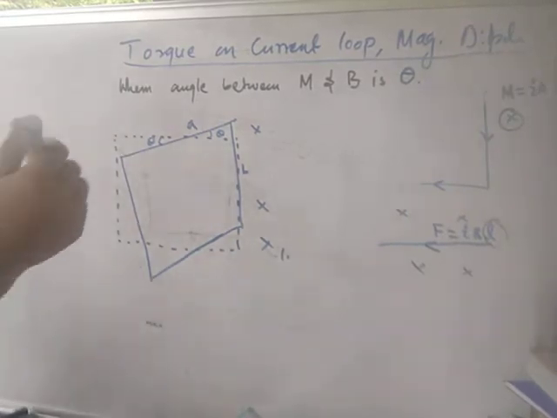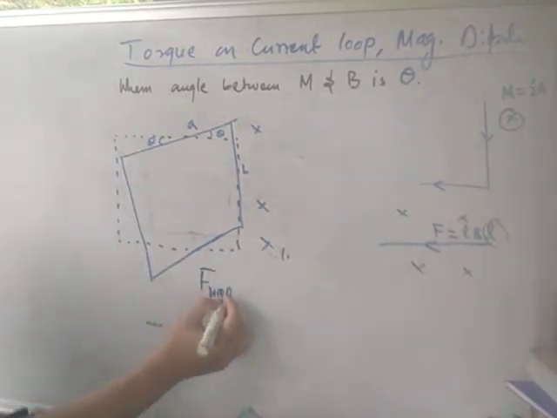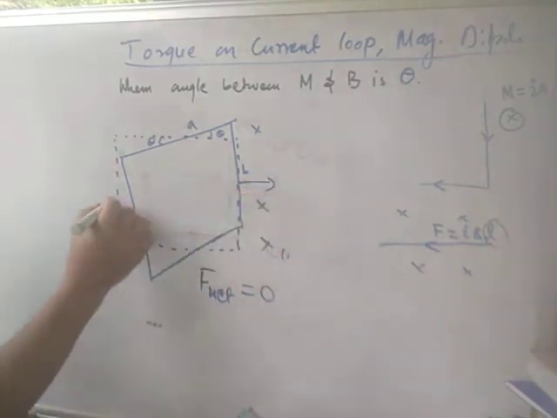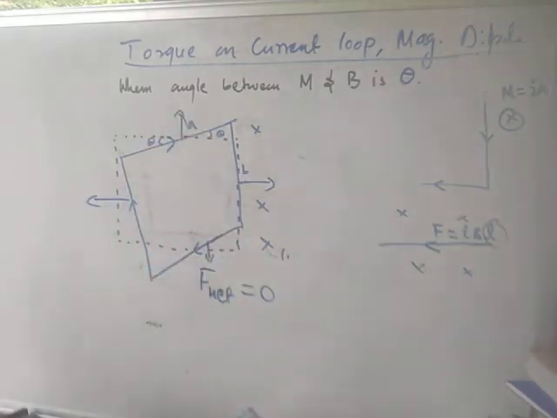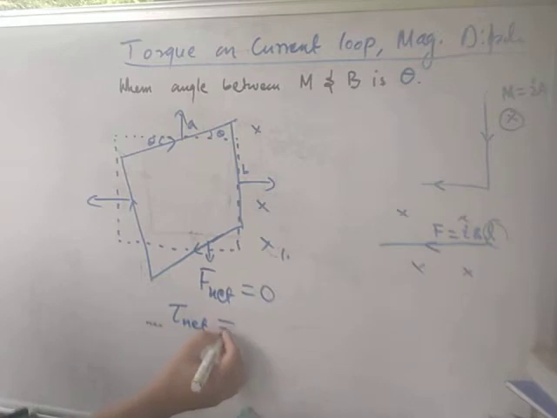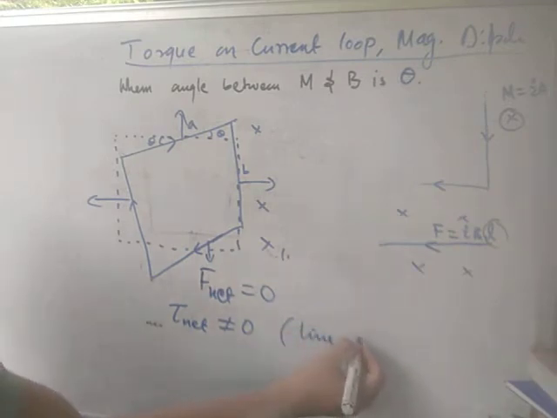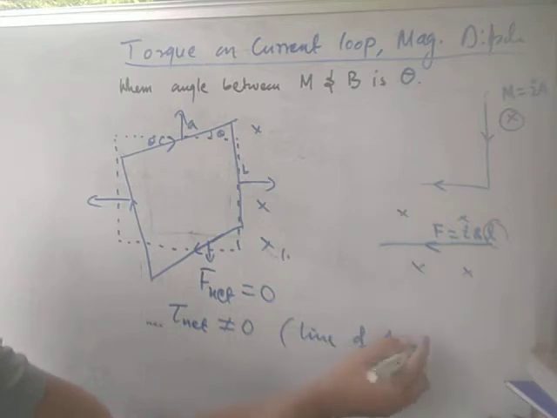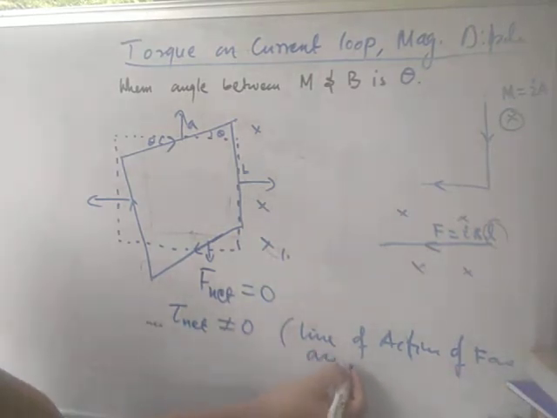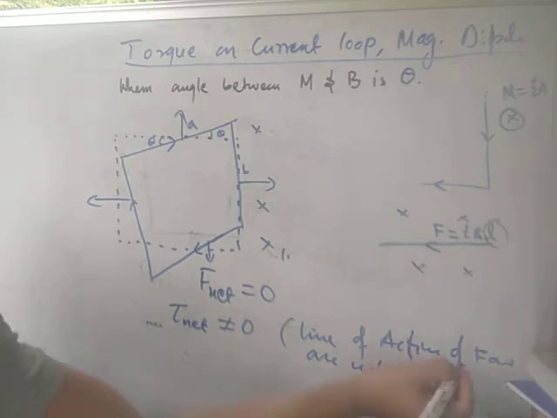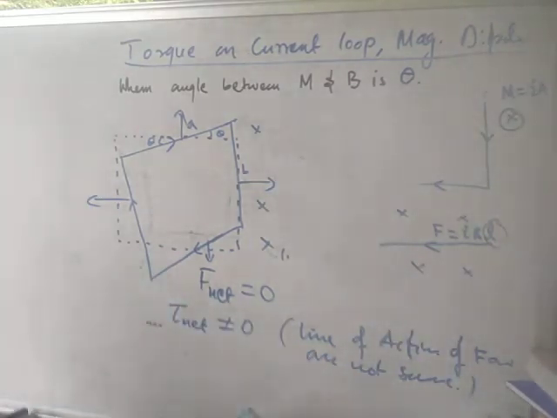So here again, net force, how much? 0. That means this will cancel this, and this will cancel this, equal in magnitude, opposite in direction. But torque is not equal to 0. Net torque is not equal to 0. Why? Because the lines of action of the forces are not the same. Okay, different, isn't it? Clear? So now it will turn or rotate. So that rotational effect is called torque, isn't it?